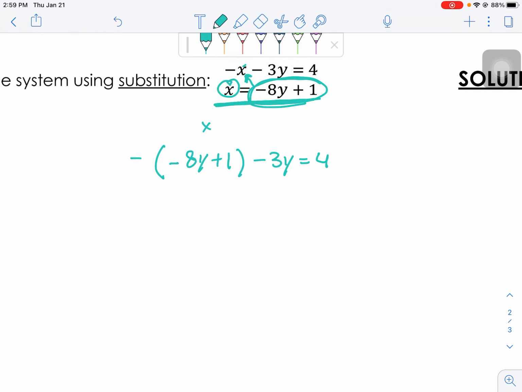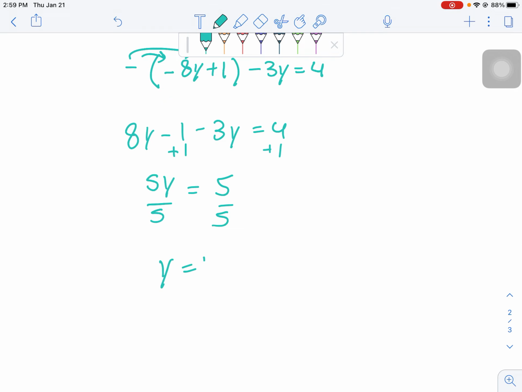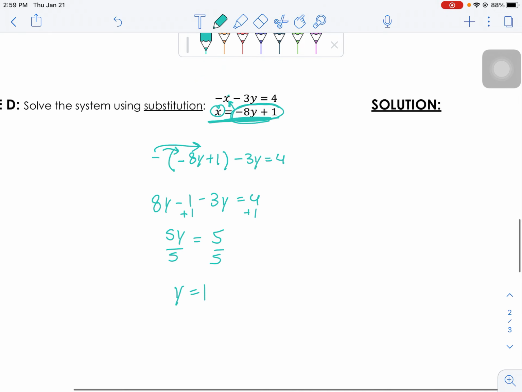So then we're solving this because this used to be x. And all we did was we took this equation and plugged it in for that x that used to be there. And then we distribute the negative first, so that gives us 8y minus 1 minus 3y is equal to 4. 8y minus 3y is 5y. We can add the 1 over, so 5y is equal to 5. Divide both sides by 5 and you get y is equal to 1.